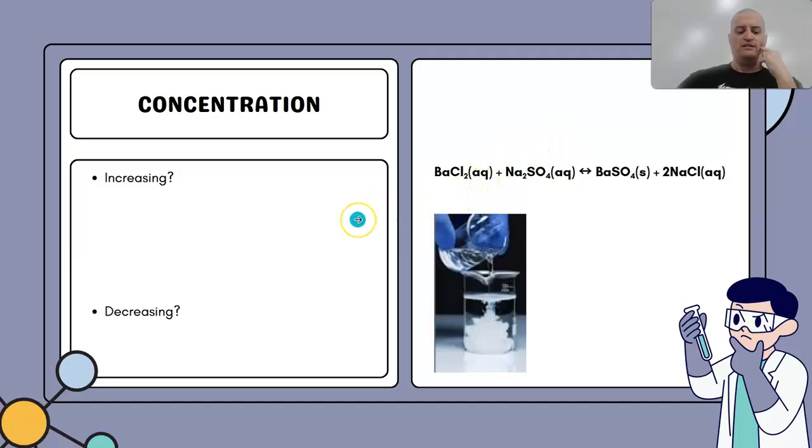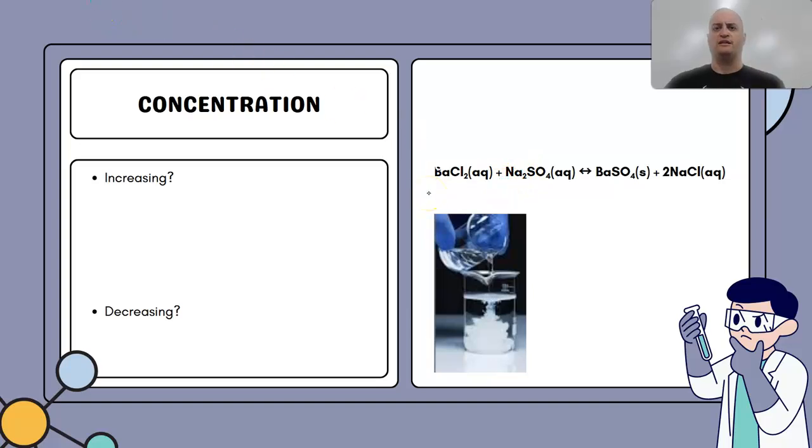Decreasing. When decreasing the concentration, it will shift towards that substance. So in decreasing NaCl, the shift will happen towards making more NaCl. If we decreased sodium sulfate here, it'll shift towards it, shifting towards the reactants.